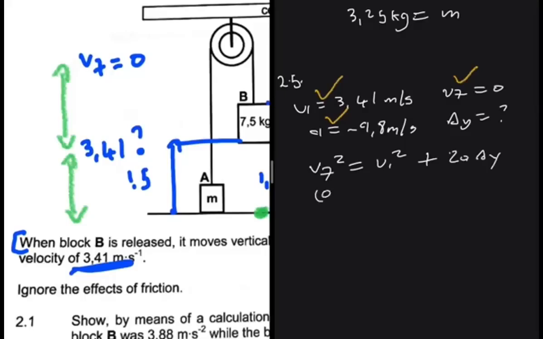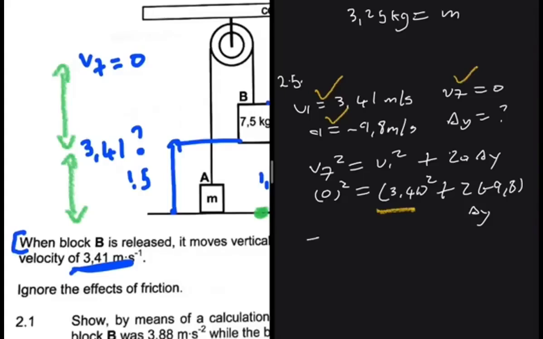So VF is 0, maximum height, and then VI, if we take it up as positive, that is 3.41 squared plus 2 times acceleration, minus 9.8 because we're taking upward as positive, and then multiply by delta Y. So we have to take this term to the left hand side. So 3.41 squared is equal to 11.6281, right?